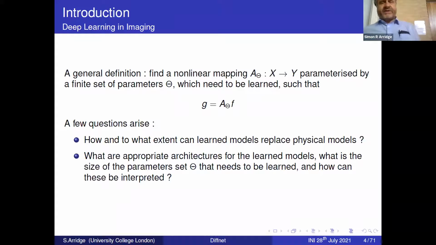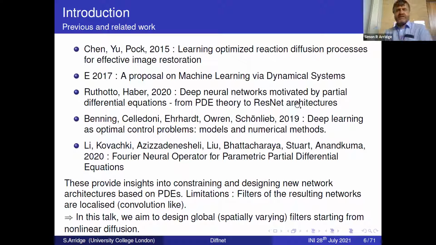What are appropriate architectures for learned models? And there's quite a lot of work in this area, just a few to mention here. Some work from 2015 by Chen, Yu and Pock on learning optimized reaction diffusion processes.